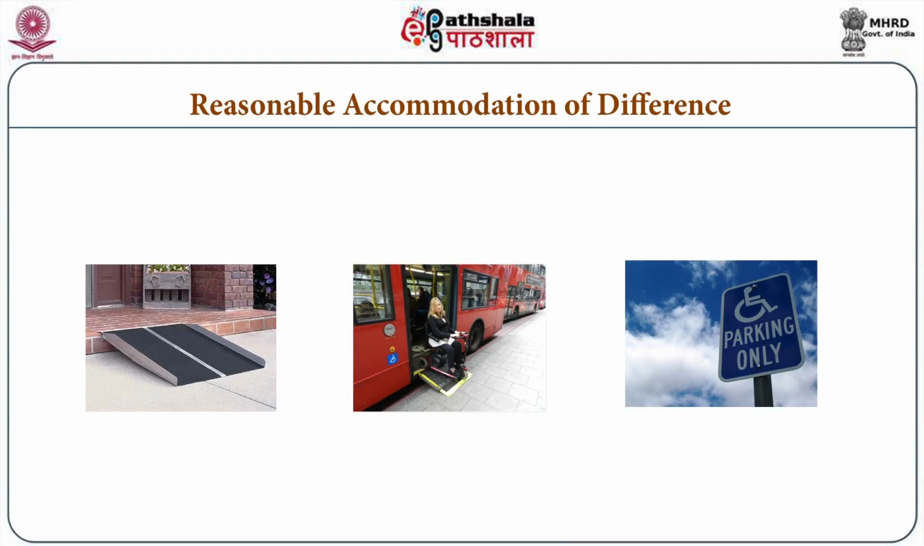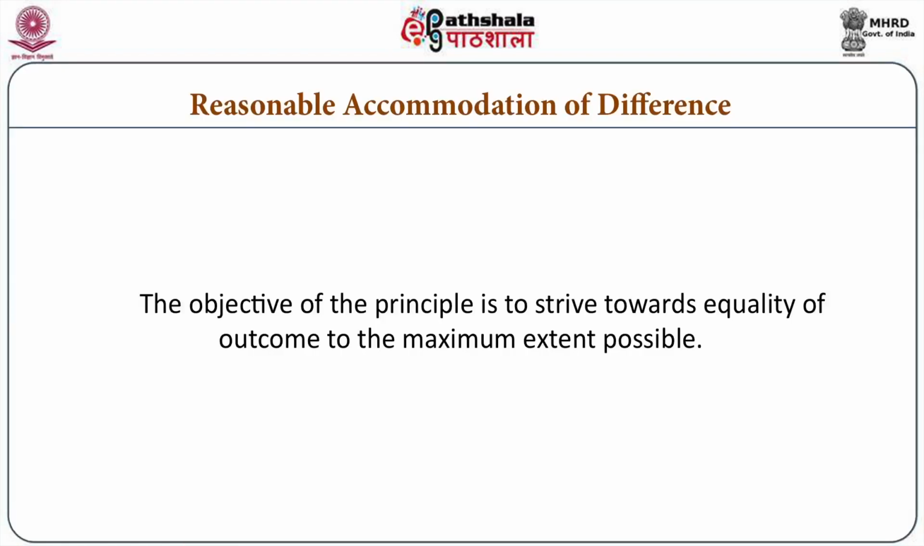So this idea of reasonable accommodation of difference is that it's an attempt to allow spaces, public spaces, services, rules and procedures to be customized and tailored in order to accommodate the particular differences of the individual person, in this case, the individual person with disability. The objective of the principle is to strive towards equality of outcome to the maximum extent possible. Equality of outcome.